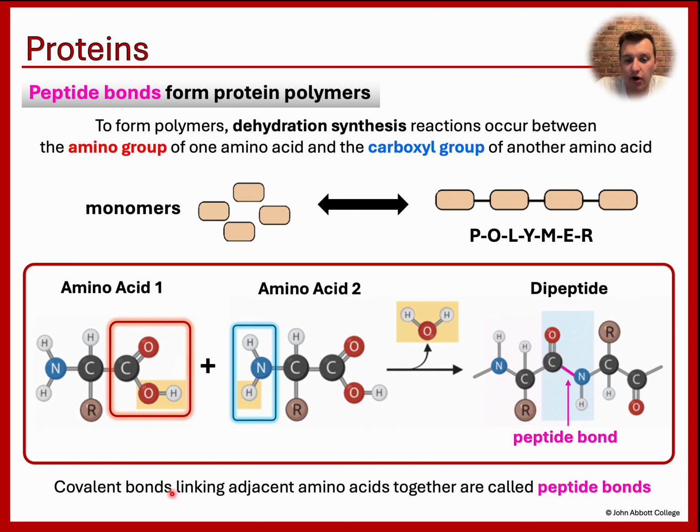So bonds linking adjacent amino acids together are called peptide bonds, right? When you form a link between one amino acid and another, it's called a peptide bond. Remember in our section on disaccharides, we saw that one monosaccharide and another monosaccharide came together and formed a glycosidic bond, right? Well, when an amino acid and another amino acid come together, they form a peptide bond, right? So between two amino acids, 1 and 2.